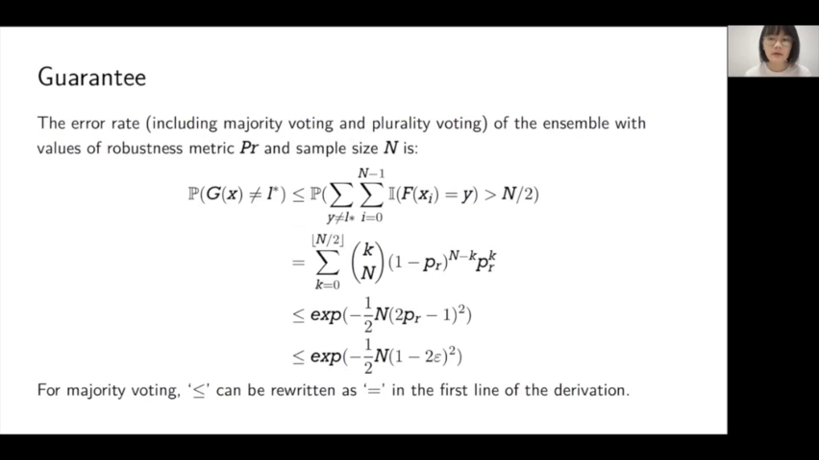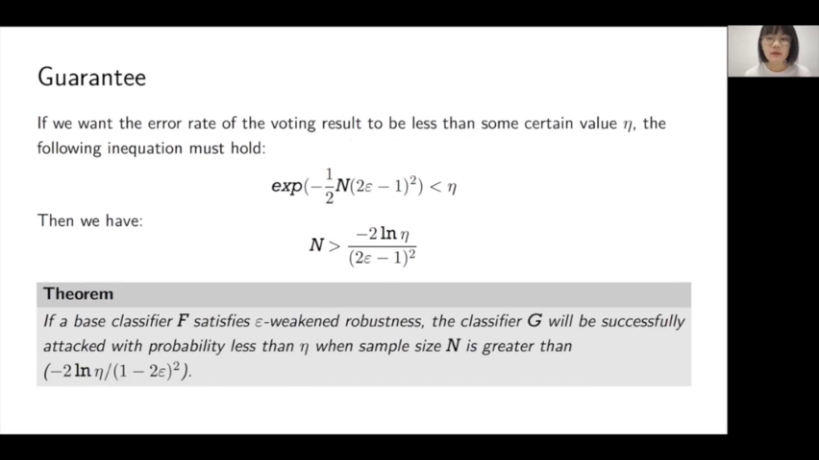This method is simple, but we should figure out how many samples we need. This is the relationship among the voting error rate, sample complexity, and robustness metric epsilon. If we want the error rate of the voting result to be less than some certain value eta, we have this inequation. If the base classifier F satisfies epsilon robustness, the enhanced classifier G can be successfully attacked with probability less than eta when sample size n is greater than this value.